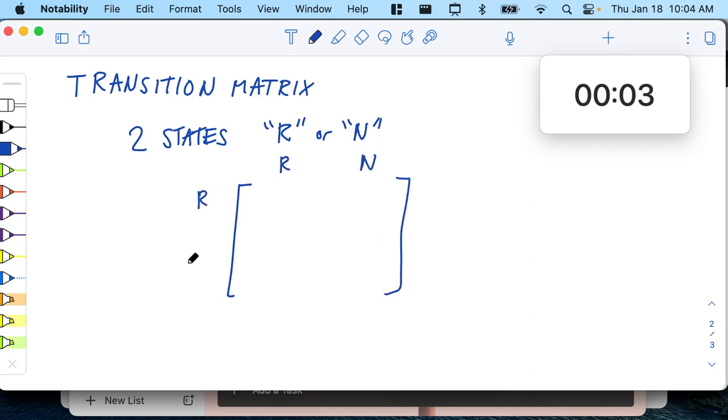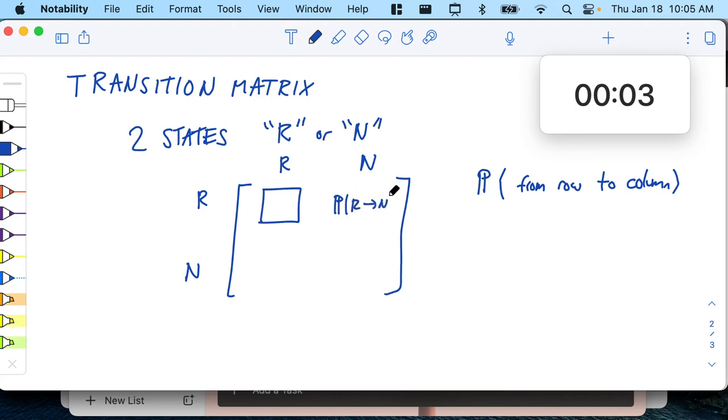Rainy and nice. And the rule in the transition matrix is you put in the probability to go from the row to the column, from row to column. So over here, this is the probability to go from rainy to rainy. Over here is the probability to go from rainy to not rainy. There. And so we can read those off from the question.